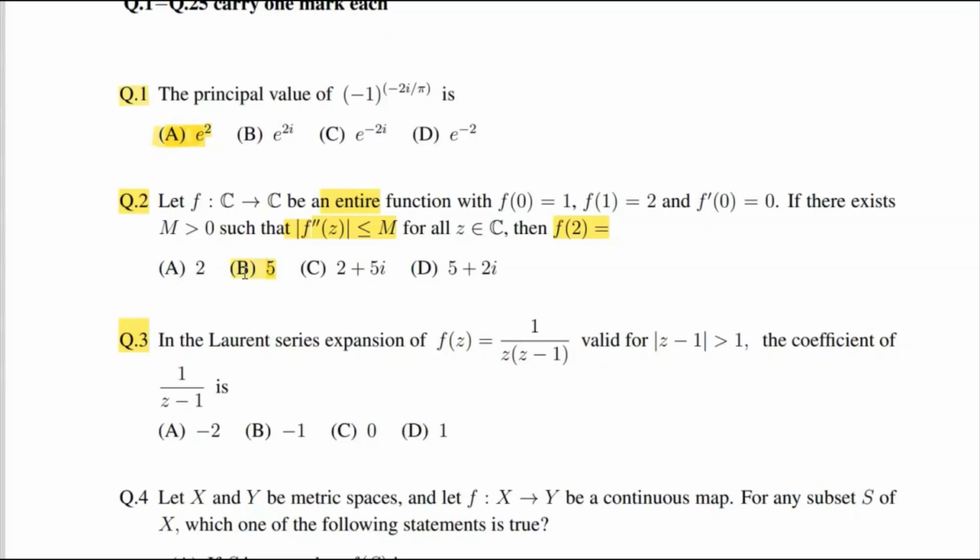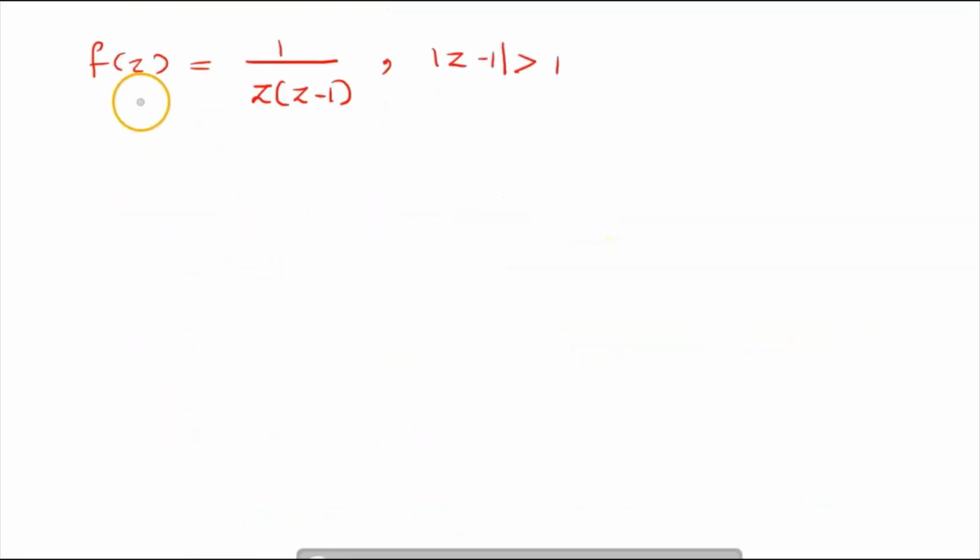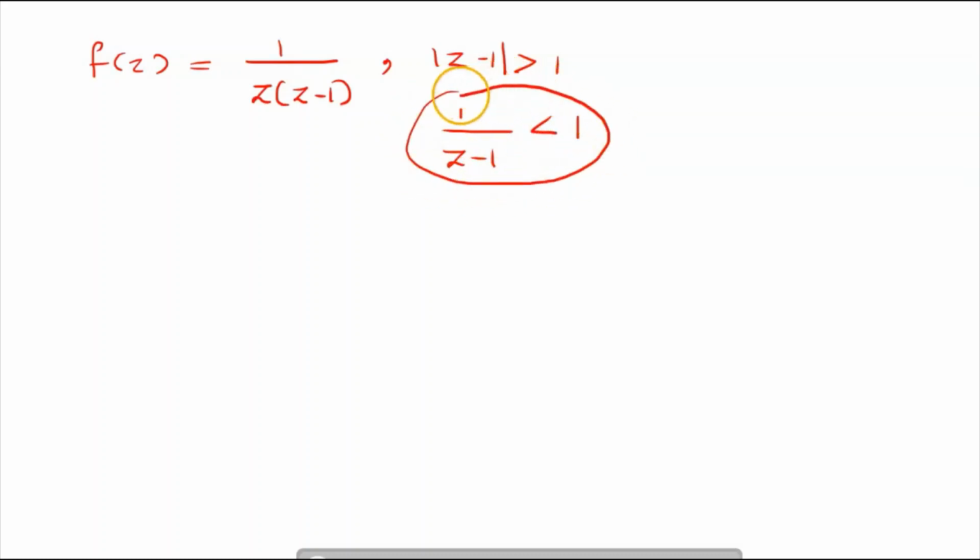So given f(z) equal to 1/(z(z-1)), valid for |z-1| greater than 1. The Laurent series expansion of f is valid for |z-1| greater than 1. We need to find the coefficient of 1/(z-1). Now let's take the reciprocal: 1/|z-1| is less than 1.